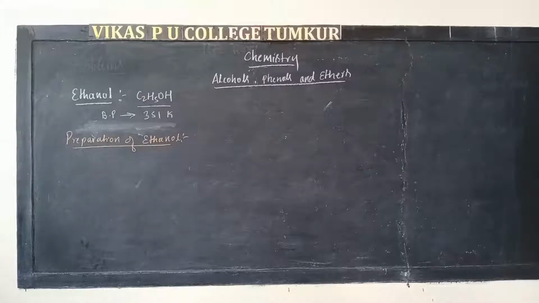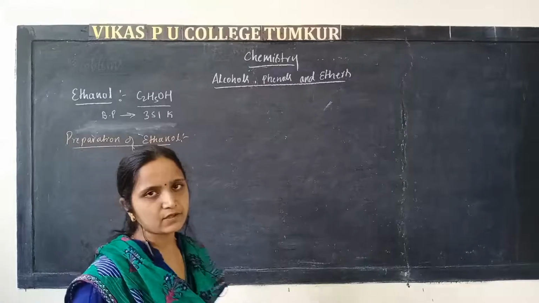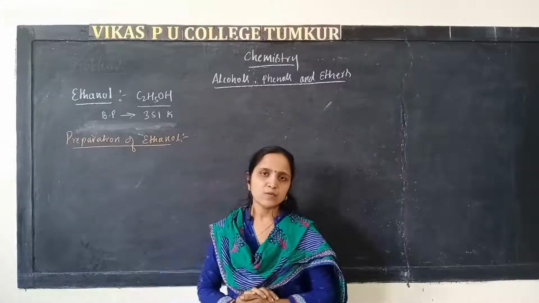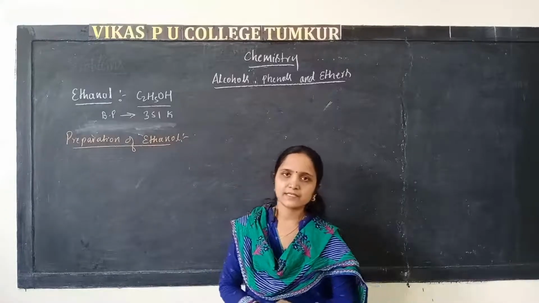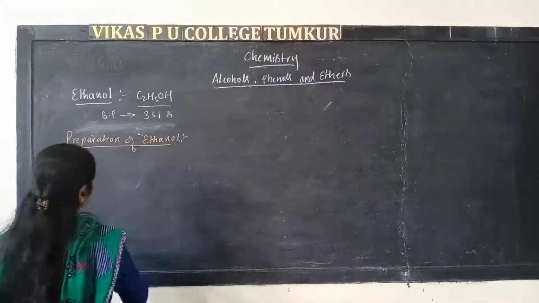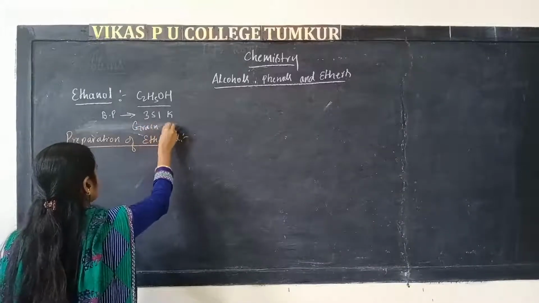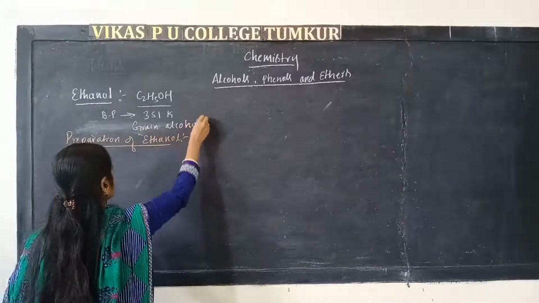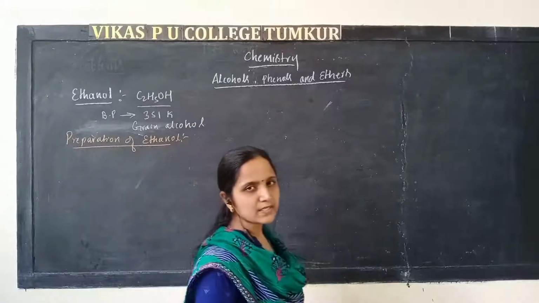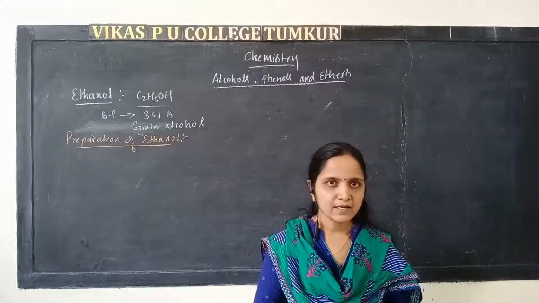Now we are going to discuss another commercially important alcohol, which we call ethanol. Ethanol is a colorless liquid with a boiling point of 351 Kelvin. It is also called grain alcohol. Why is it called grain alcohol? Because ethanol is prepared by using starchy grains.